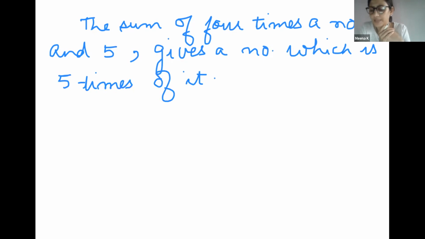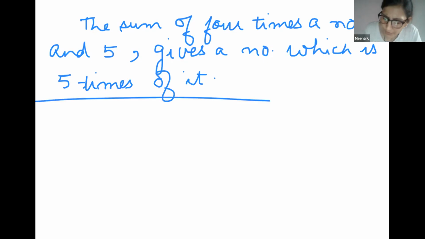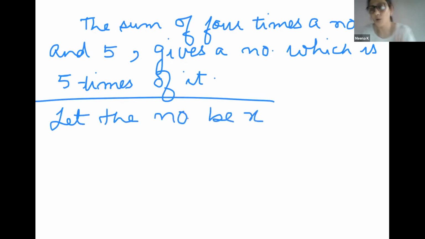The question says sum of 4 times the number and 5. So we don't know the number. So we are saying let the number be x, which we don't know. Let the number be x. Okay? Because we don't know it. So I am saying let the number be x.